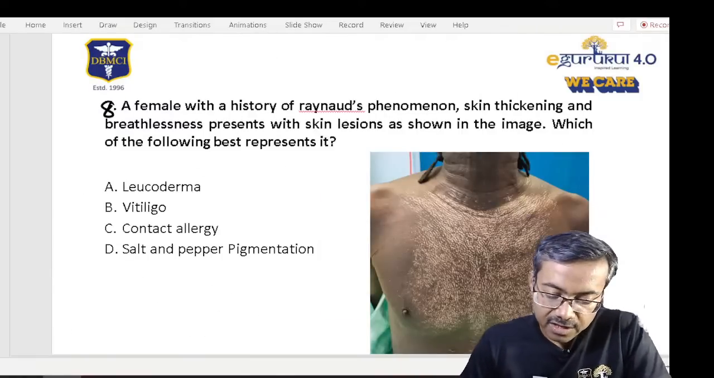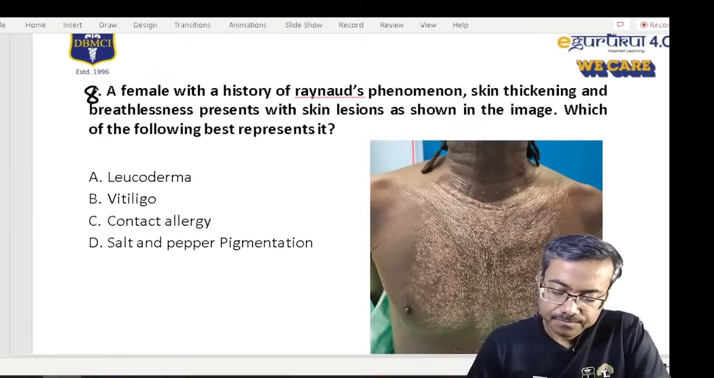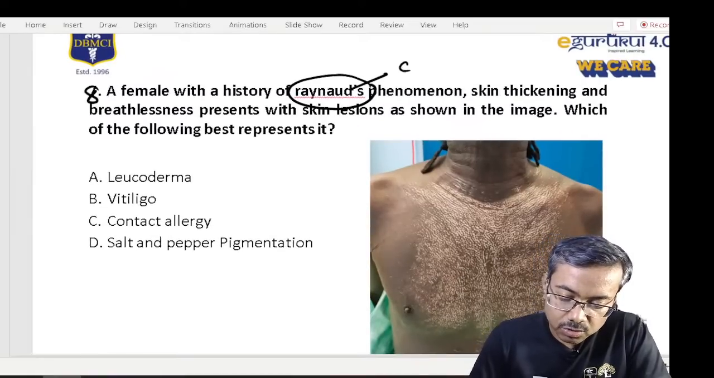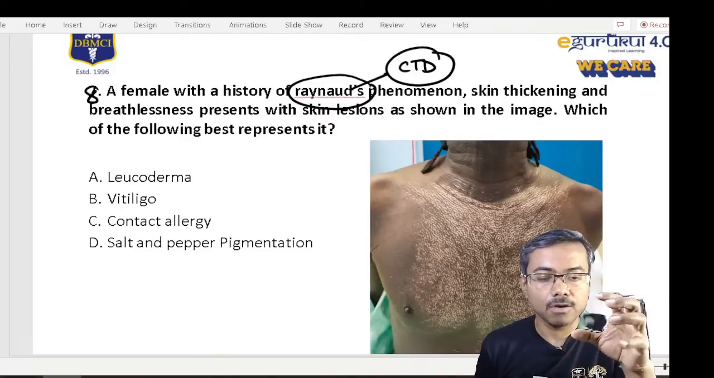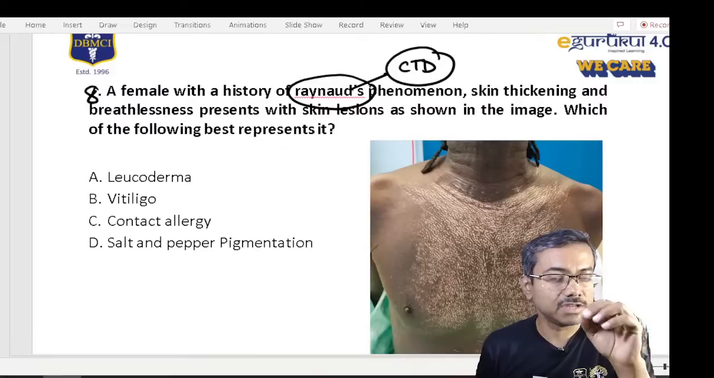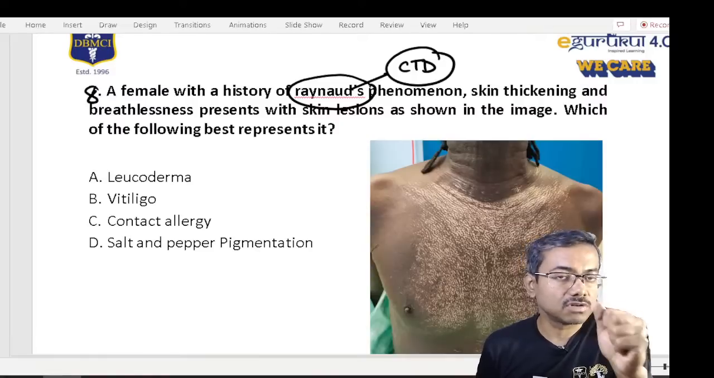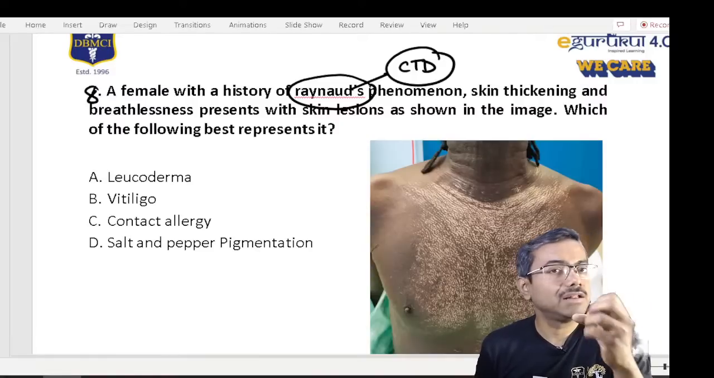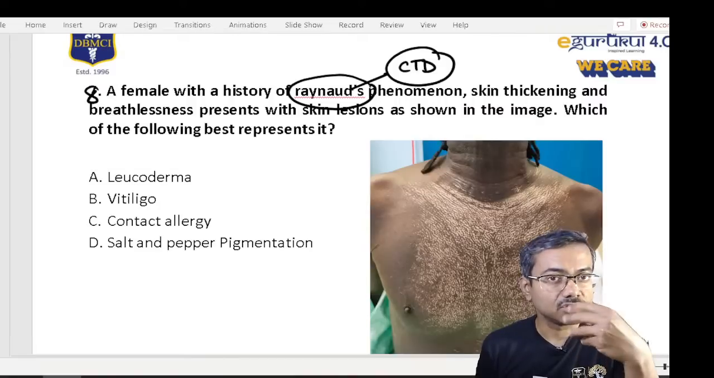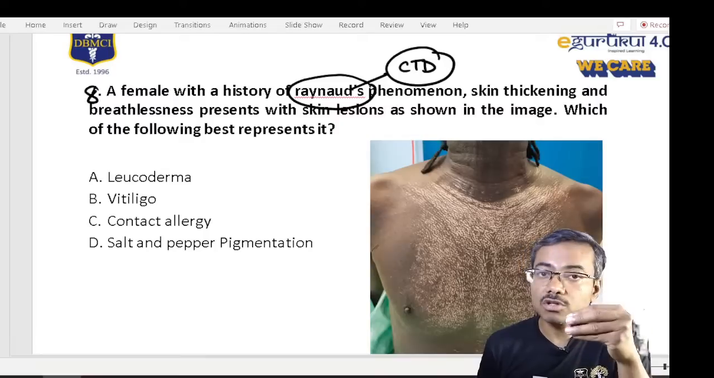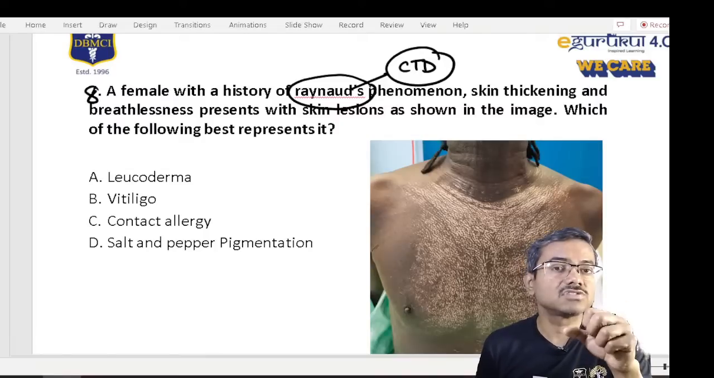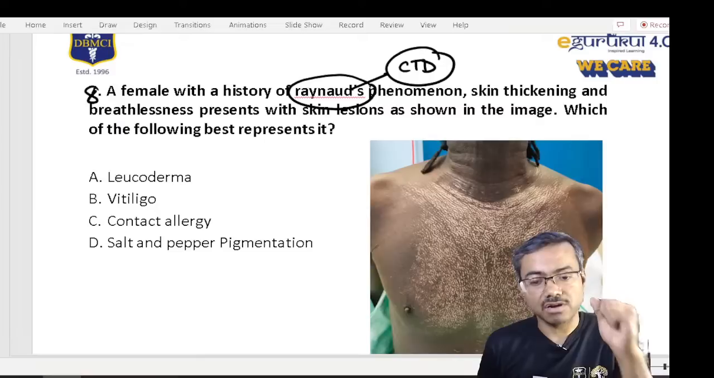Question 8. A female with history of Raynaud's phenomenon. Now, when we see Raynaud's, you think about CTD, connective tissue disease. Many connective tissue diseases come with Raynaud's, which is a vasoconstriction. Initially it's paler, then a bit of blueness. So blue skin, blue fingers, blue toes on cold exposure because of vasoconstriction of your acral vessels, that's called Raynaud's phenomenon.